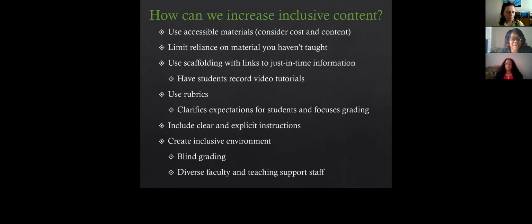And diverse faculty and teaching support. This could be offered through the Center for Teaching and Learning, or through the Office of Assessment and Accreditation, which we do. We offer that support in concert with the Center for Teaching and Learning. So really look at some of the things that are already going on at your campus and partner with other collaborators to bring this work forward.